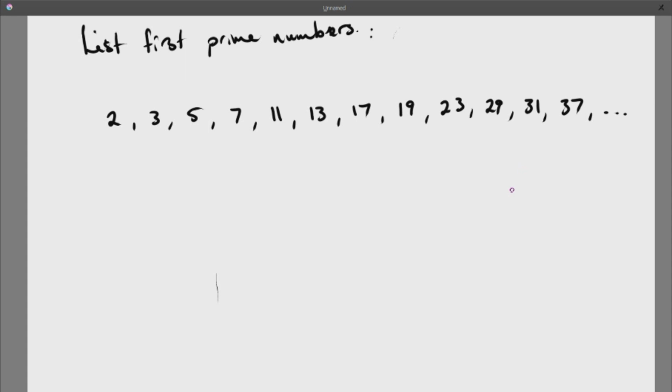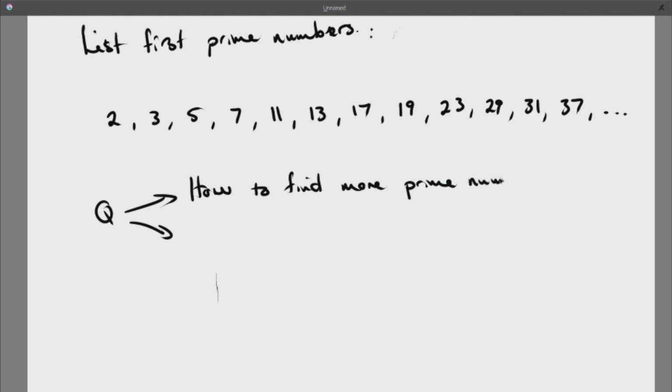So the Greeks were one of the first people to really look at these numbers, and their obvious question was, okay, if I want to keep going in my list, how do I find all these prime numbers before I ask other questions? That's the first question. So I have two versions of the same question, really. One version is, how do I find more prime numbers?